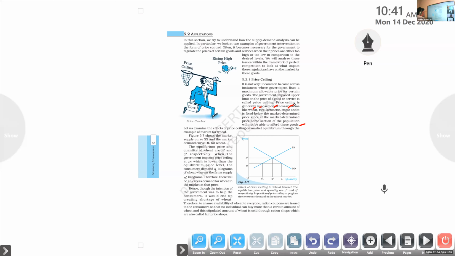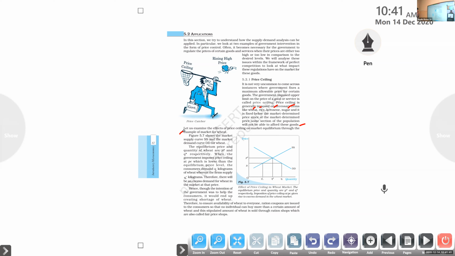Since the market determined price is high, some section of the population will not be able to afford these goods. If the price of these goods increases so much, a section of the people are unable to purchase and use the product. So the price is sealed or fixed by the government. Let us examine the effects of price ceiling on market equilibrium through the example of a market for wheat.